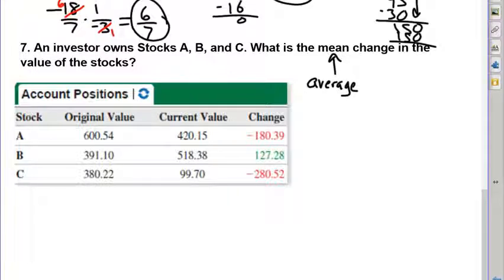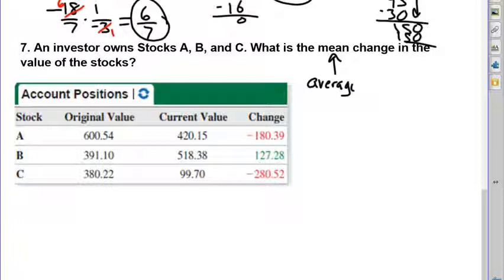The problem is, in middle school and high school, the word average is not very specific. There are three types of averages that we'll typically learn in middle school and high school. In this case, the average we're talking about is the one where we add up all of our numbers and divide by how many there are. So to find the mean of these three stocks, we are going to add the three changes in values and divide by 3, and that will be our mean or average.